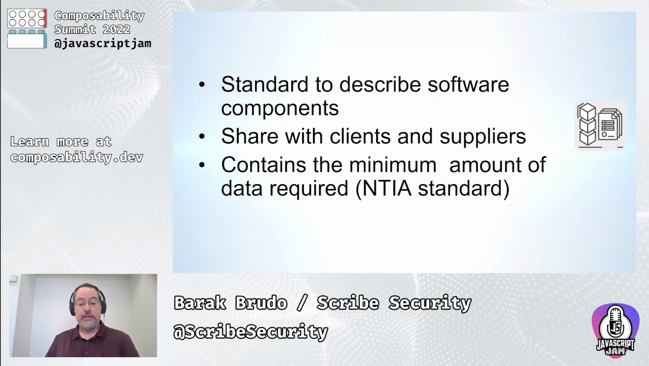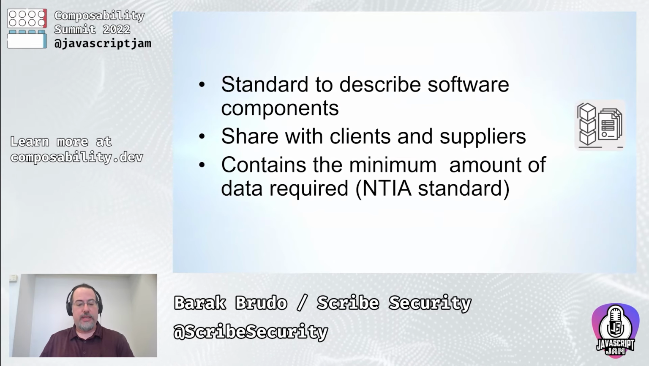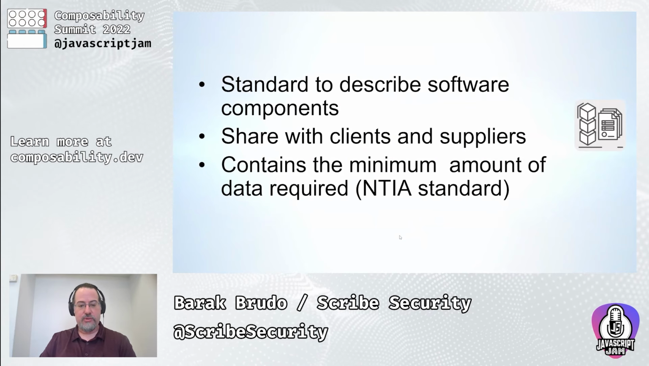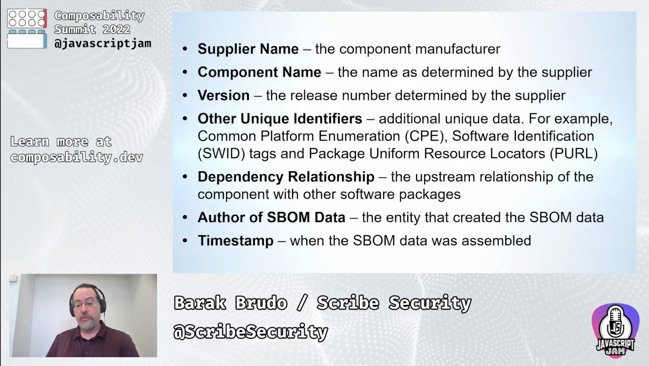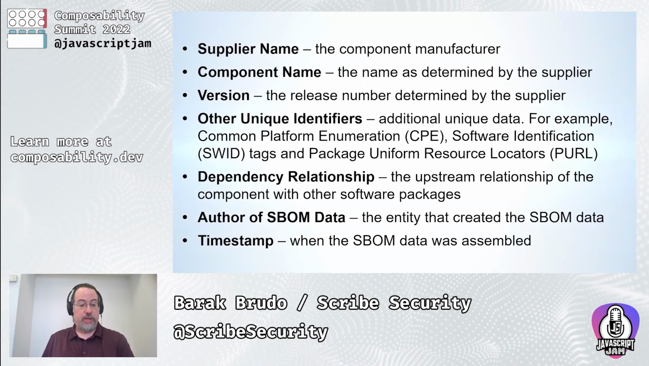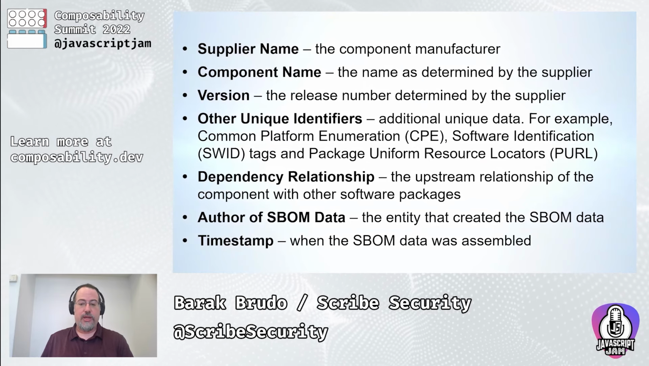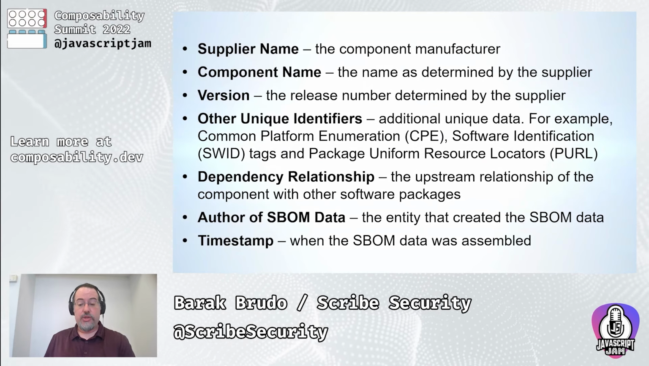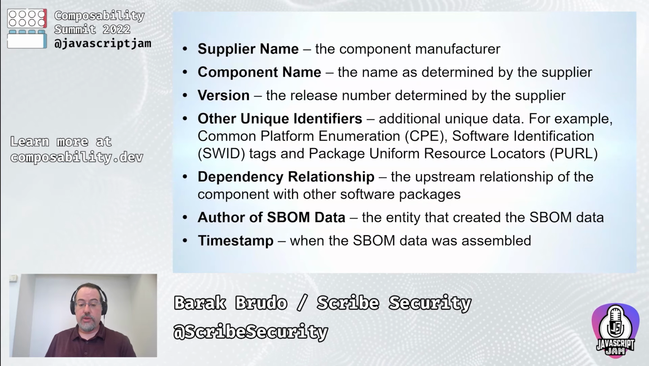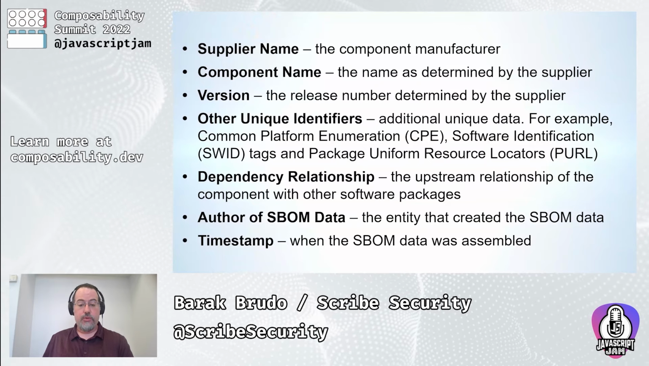And of course, being a standard, it needs to contain the minimum amount of data to pass that standard, the lowest bar needed. NTIA is the one that defined that standard. The minimum seven pieces of information that need to be in an SBOM for it to pass muster are: the supplier name, or the component manufacturer, for a specific package, library or component; the component name, named by the supplier; the version number, extremely important, especially if you want to look at CVEs or vulnerabilities or exploits later, because without the version number it will be almost impossible to find; and other unique identifiers, additional unique data, for example common platform enumeration, software identification, and package uniform resource locators, which are extremely useful to find exactly what you're looking for, the exact same component and version that you're referring to in that SBOM.